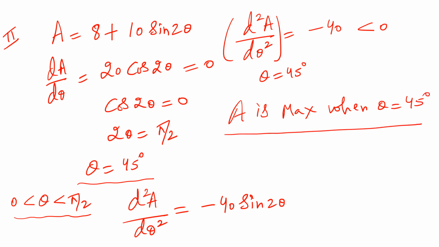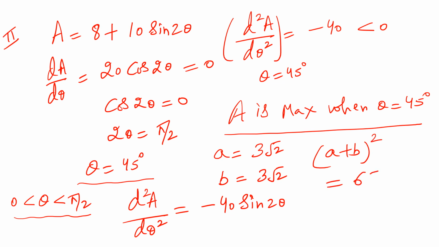Right? Now students, you can just find the values of A and B by putting theta as 45 degree, and we have already found them. A becomes 3 root 2 and B becomes 3 root 2. That means ultimately when the area of rectangle PQRS is maximum, then it will become a square, and the value of A plus B whole square becomes 6 root 2 whole square, which is nothing but 72. So that means option A is the correct one.